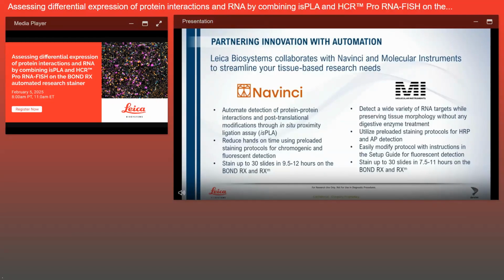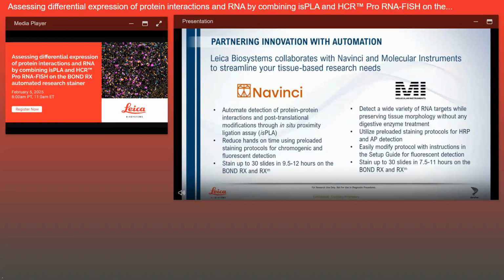But before I hand off, I wanted to touch on what those technologies look like on the BondRx and how automation is beneficial. With NaVinci, the BondRx gives you the capability to automate detection of protein-to-protein interactions and post-translational modifications through isPLA, reduce hands-on time using preloaded staining protocols for chromogenic and fluorescent detection, and the capability to stain up to 30 slides in 9.5 to 12 hours on the BondRx and RxM systems.